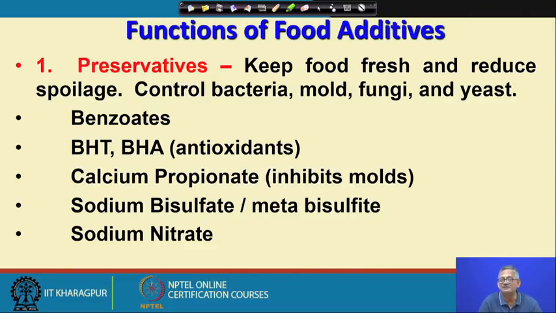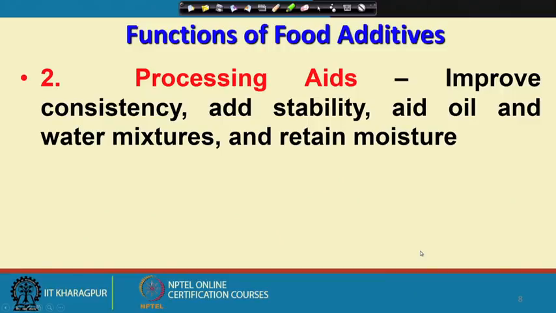Maybe when you make jelly or marmalade at home, mommy might be adding this type of preservative, either sodium benzoate or maybe metabisulfite. Whatever is available, it is added. Sodium nitrate, in some previous class we had also told that yes, it acts as a preservative, right? Then other things, then processing aids.